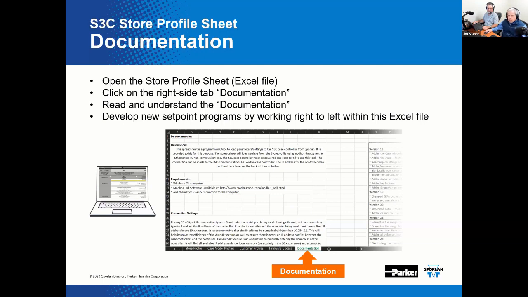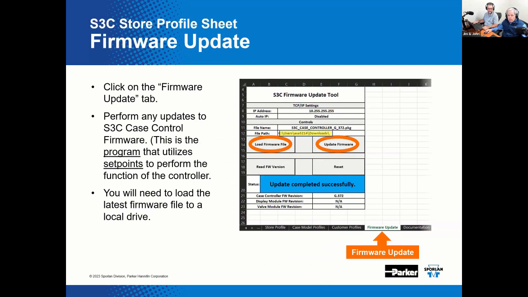That's right. Now, this sheet provides descriptions of the various parameters. Here's a little documentation flag right there. Moving on, there's the firmware update tab. Easy for me to say, huh? What does this ensure, John? What does this do for us?